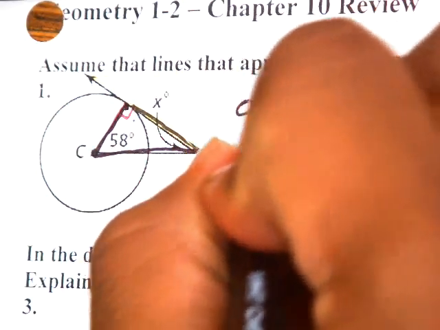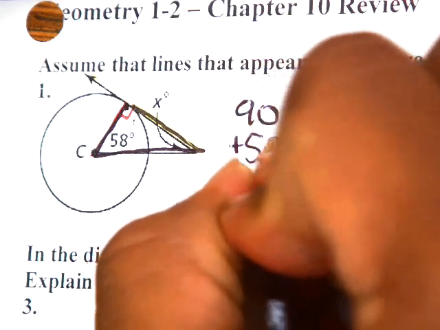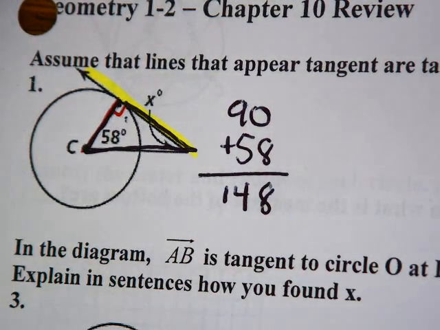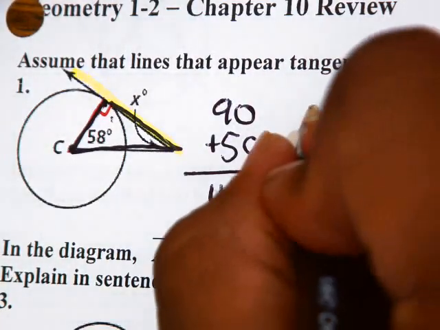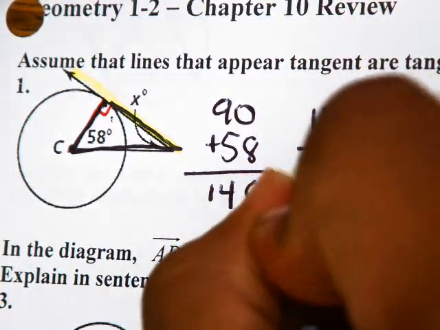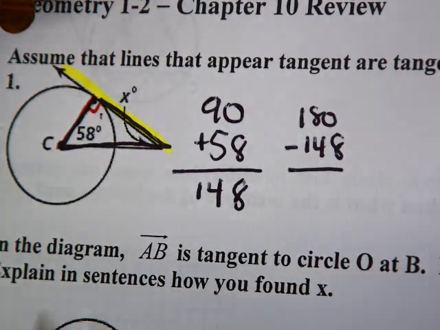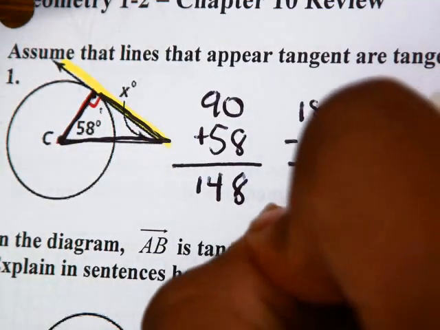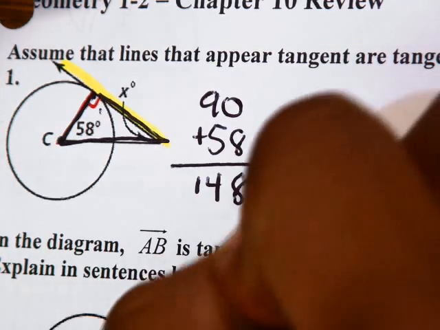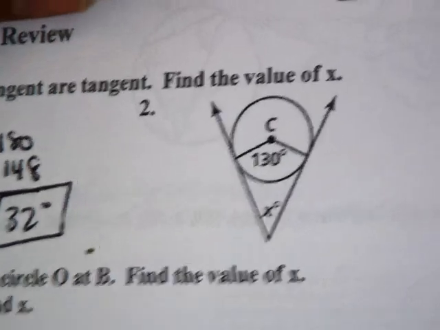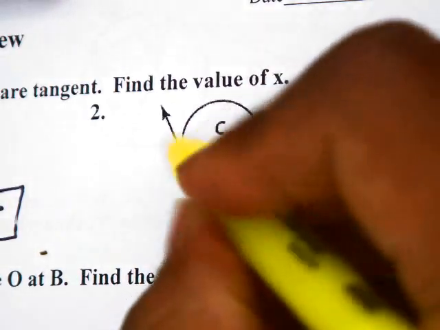So what we have here is a triangle that gets created, and we need to solve for that angle x. That's 90 degrees. We'll take 90 and 58 and add them together. That's 148. We'll take that 148 and subtract it from 180 degrees, because all the angles in a triangle add up to 180. So that's 32 degrees.